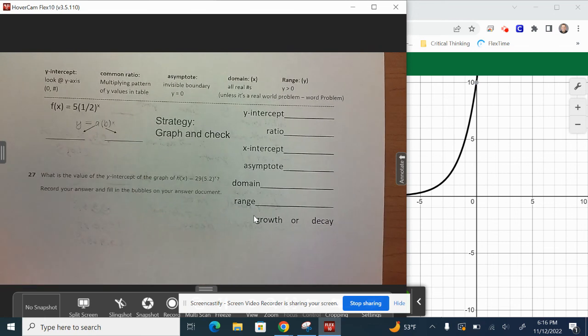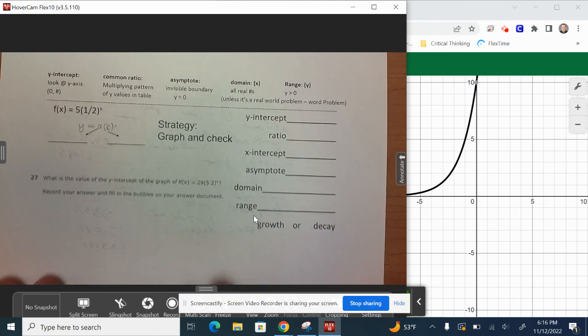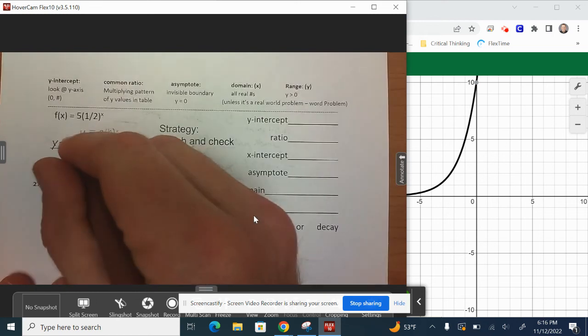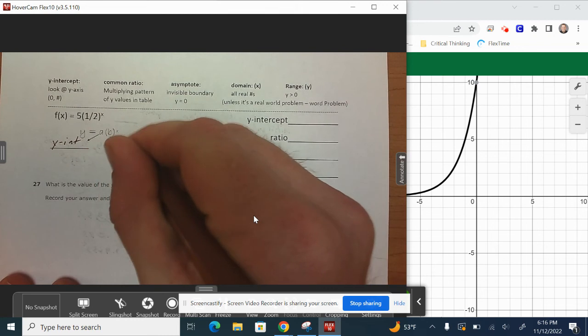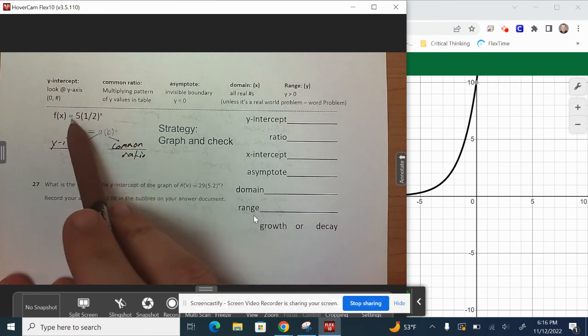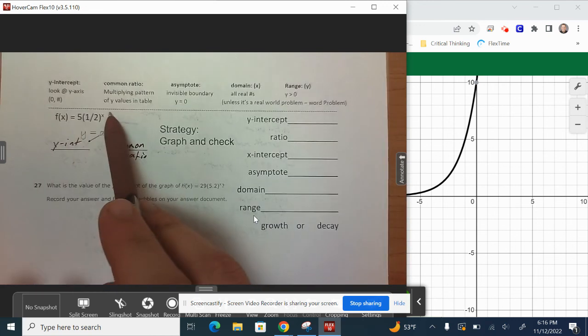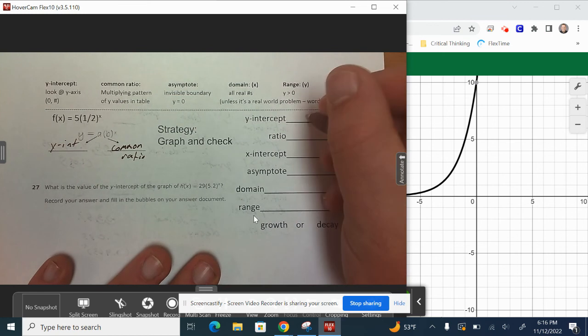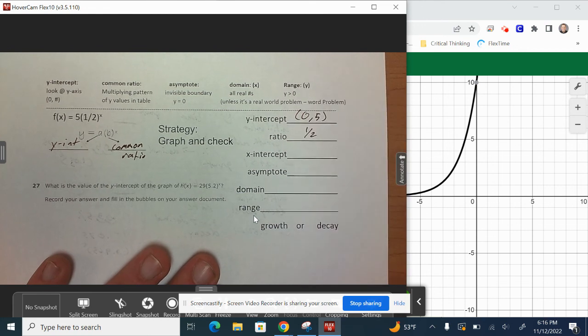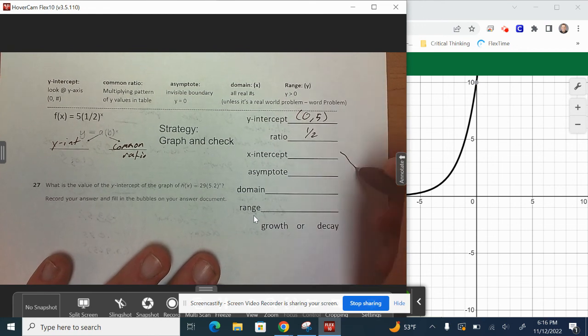Last slide I want to go over, talk about exponential attributes, okay? Biggest strategy here is graph and check, but we can do a lot of these. We can fill in automatically. Remember our A, once again, y-intercept. B is our common ratio. We can always find these from the equation. So I have 5 times 1/2 raised to the power of x. Well, I know that number in front, that's my y-intercept, that's 5. The ratio, that's in the parentheses, 1/2. These next 4 never change.